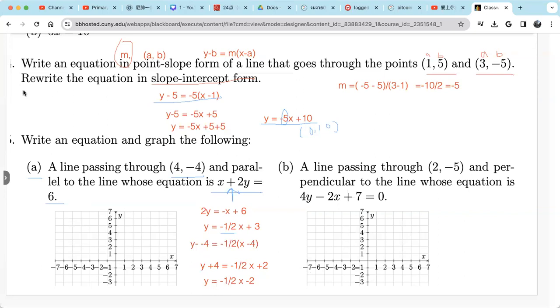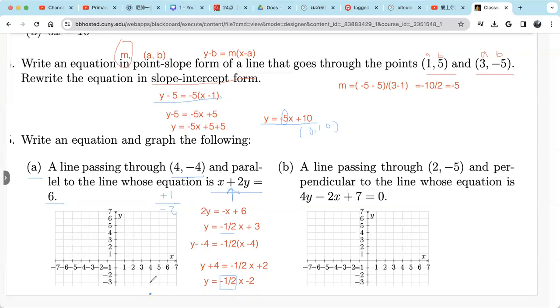Now let's graph it. So we graph 4 comma negative 4, which is already given. So that's on the line. Now let's use the slope of negative half. Negative half we can think of as positive 1 and negative 2. Positive 1 means raise up 1 unit, raise up 1 unit to negative 3.